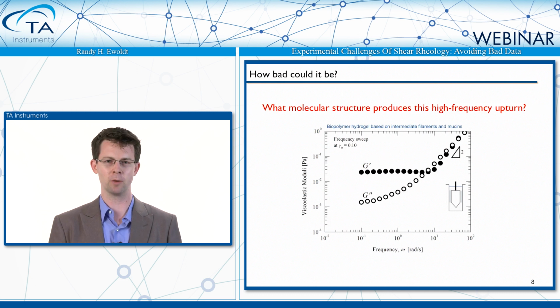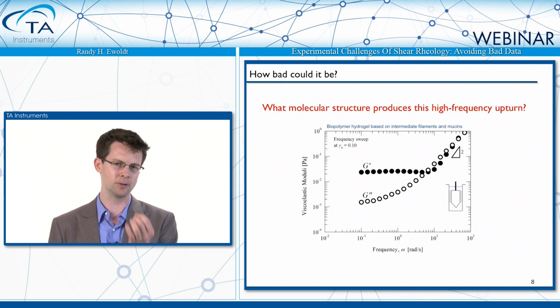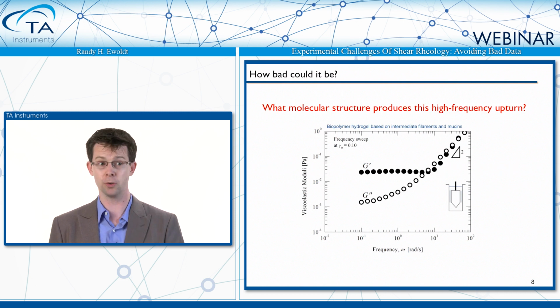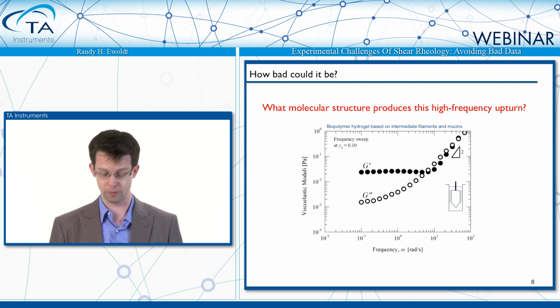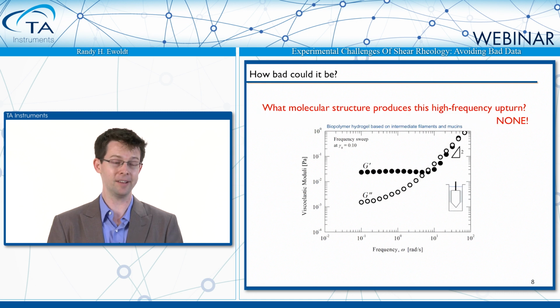I've found papers where people interpret this as a molecular structure of the material in order to have this frequency scaling. And it may be true that some materials have particular power law scaling at high frequencies, but what molecular structure produces this high-frequency upturn? None of them, and I will show you exactly where it does come from, and the hint is that it comes from inertia.